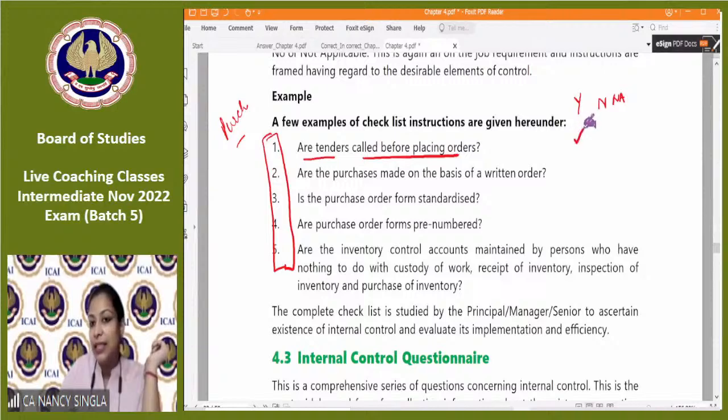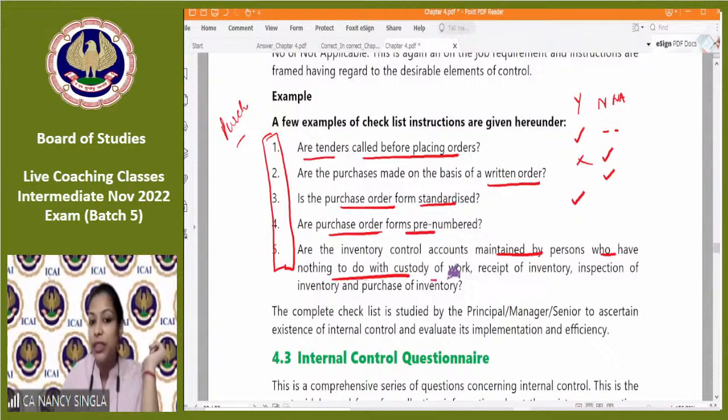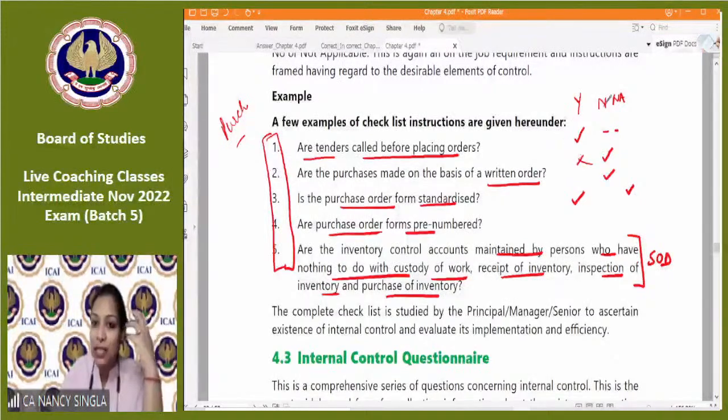So if it is yes, he'll tick here. And these are what? Are purchases made on the basis of written order? Let's say it's no. Is purchase order form standardized? Let's say no. Are purchase order forms numbered? Yes. Are inventory control maintained by the person who have nothing to do with custody or receipt of inventory or inspection of inventory or purchase of inventory? Basically, this point is asking for what? Segregation of duty. Let's say it is not applicable. And the audit team member who has done this will be putting the initials, so that the responsibility is fixed.